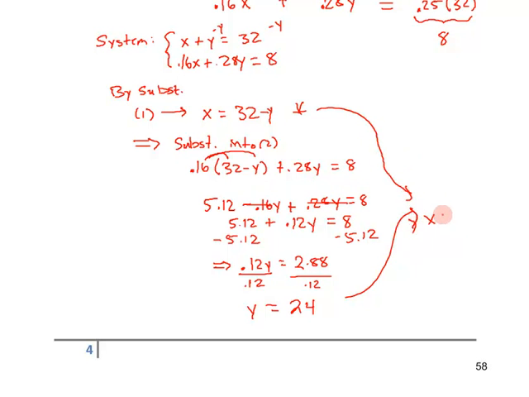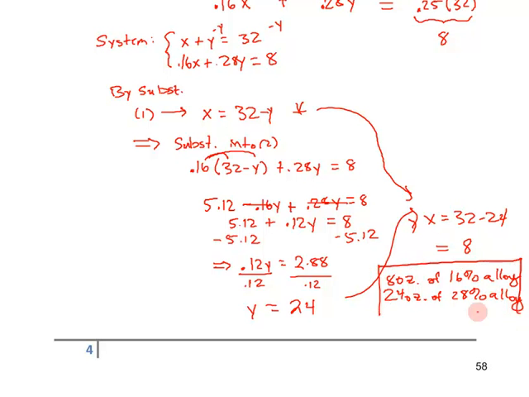Right, x would be 32 minus 24, or 8. So I need 8 ounces of 16% alloy, and I need 24 ounces of the 28% alloy. And that mixed together provides me with a 25% alloy at 32 ounces.